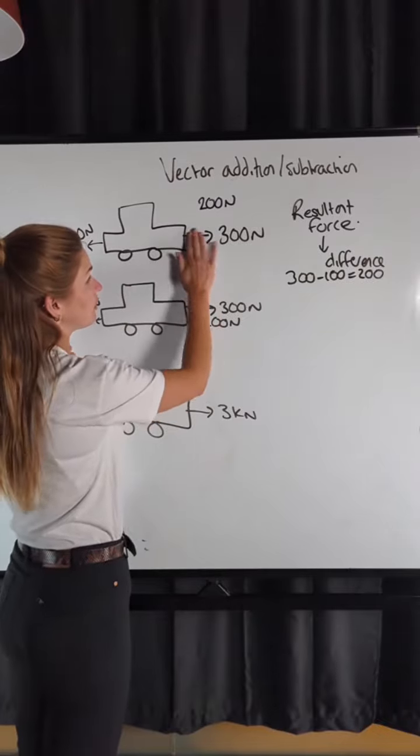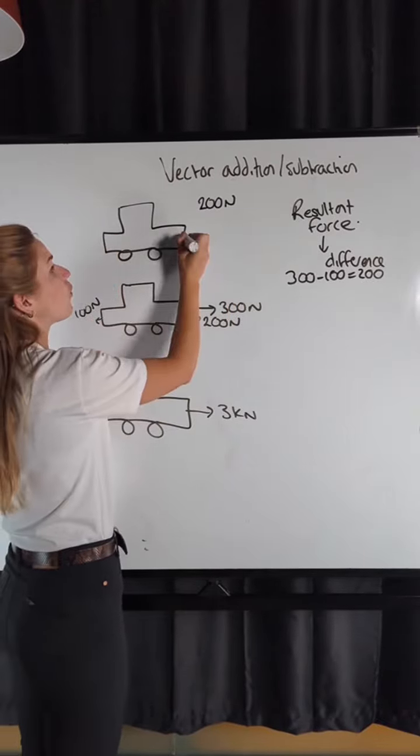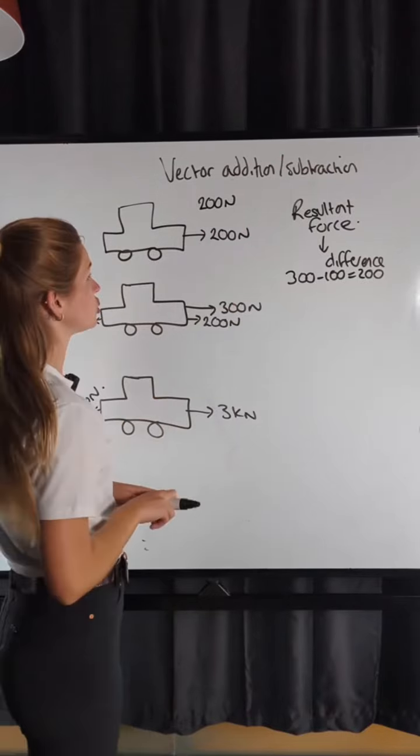So to simplify this diagram, instead of drawing 300 newtons forward and 100 newtons backward, we could just draw one arrow showing that basically we could get rid of those forces and just have 200 newtons going forward.